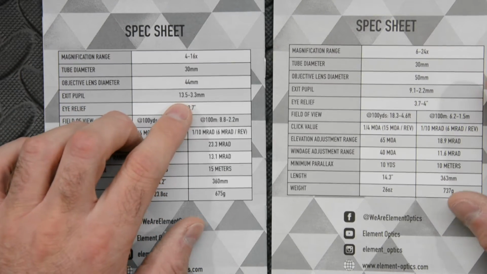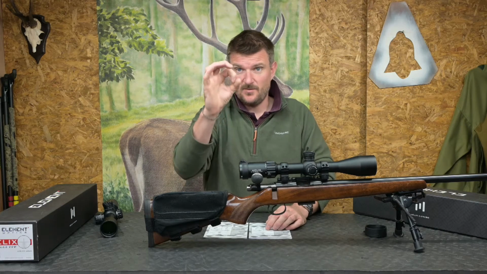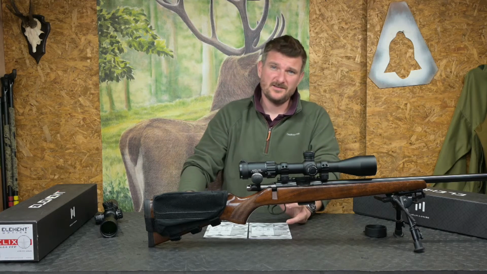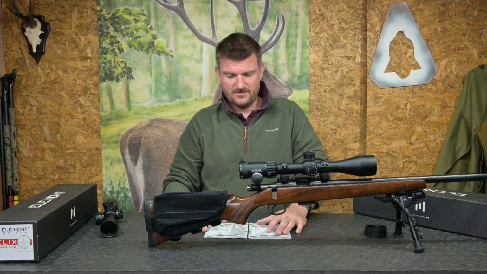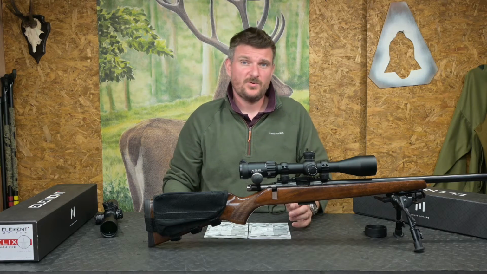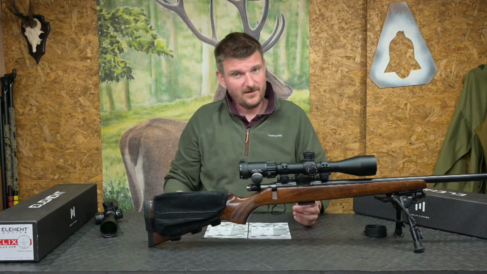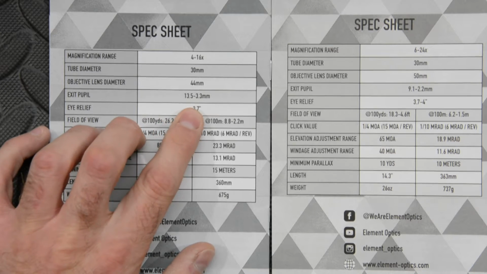The exit pupil is basically the size of the image that comes out of the back end of the scope towards your pupil. Now the average maximum size your pupil is going to be is about 7, maybe 8mm depending on age, eye health and things like that. So there's not really much point having an exit pupil far bigger than that actual hole in your eye that the light's coming into. But as you can see here, the exit pupil varies in size.